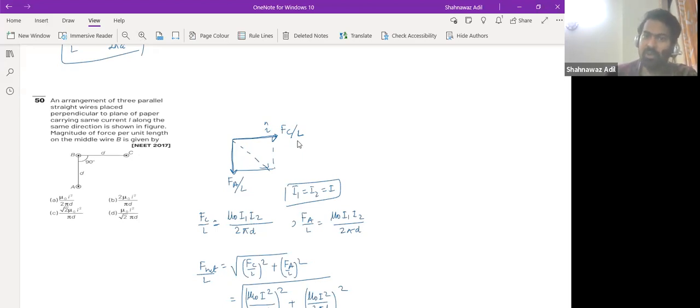So we had three parallel wires, right? And first would be due to this contribution, right? So let's say this is in the middle, this is at the corner. So this is B, this is A, and this other one which is perpendicular, so this is C, right?